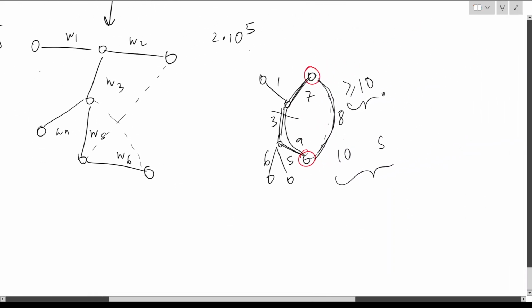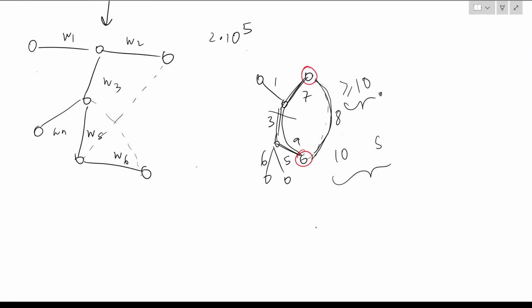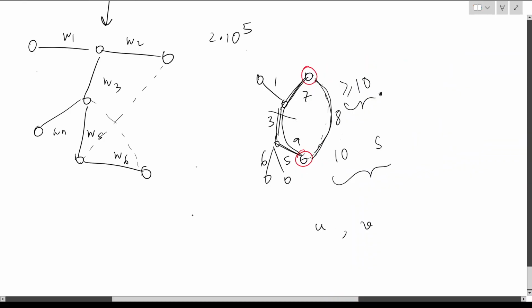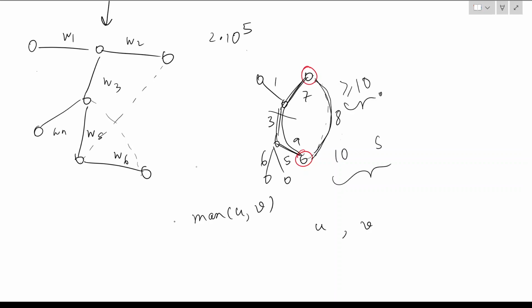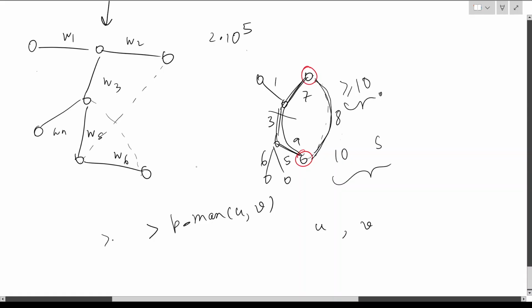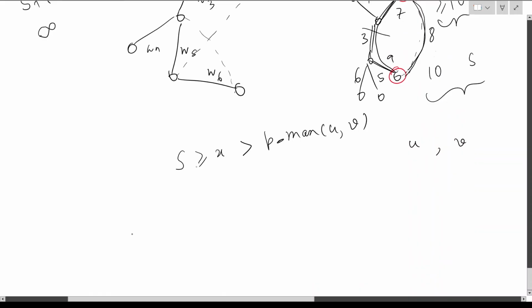Now, for a given u and v, let's say p max represents the maximum weight of an edge on the path from u to v, then we know that we can choose anything greater than this and at most s. How many numbers are there between these two? Could anyone tell me that?